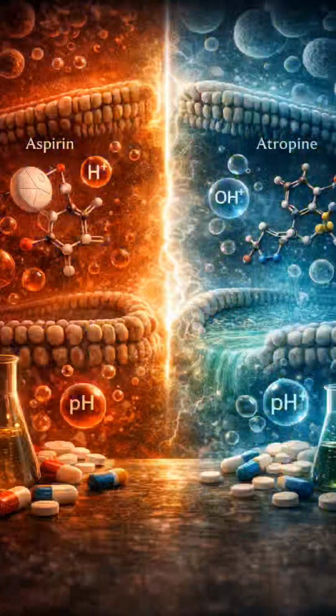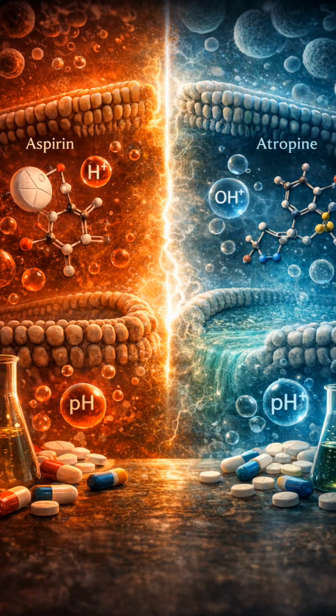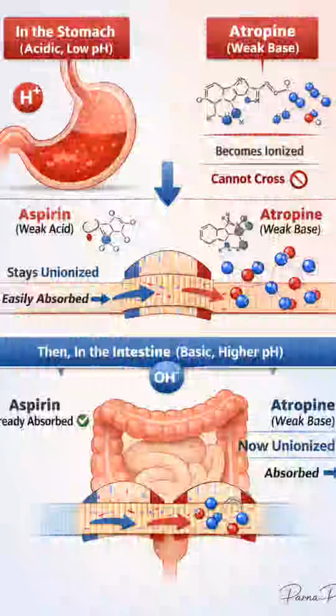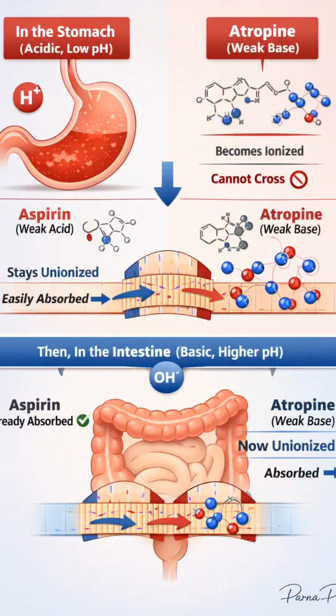Now, drugs also have a preference. Weak acids like aspirin or phenobarbital, weak bases like atropine or chloroquine. Here is the simple rule: acids stay unionized in acidic environments, but bases stay unionized in basic environments.